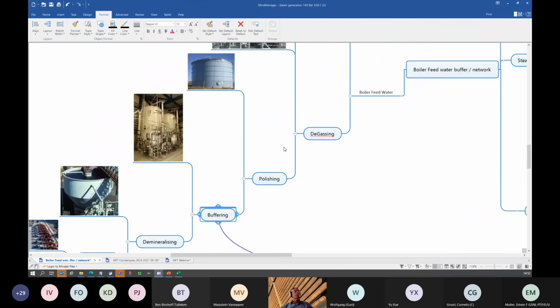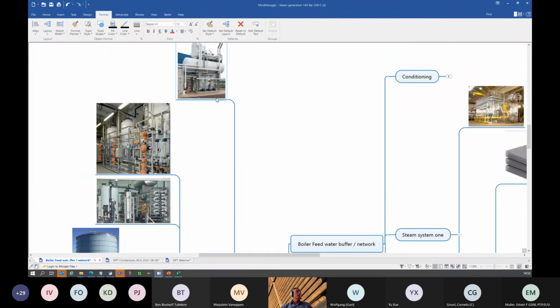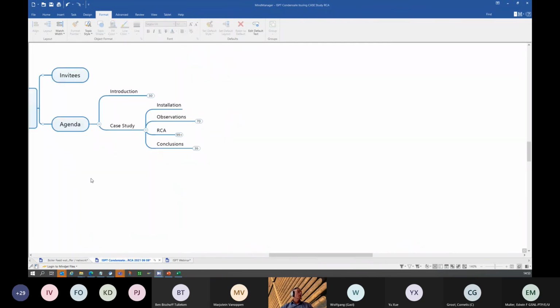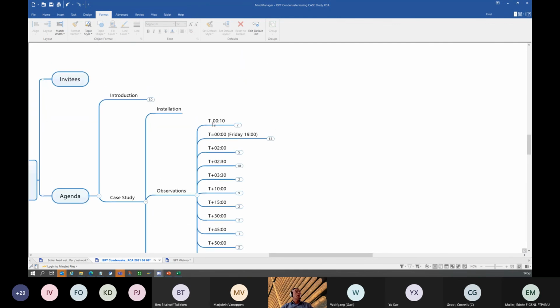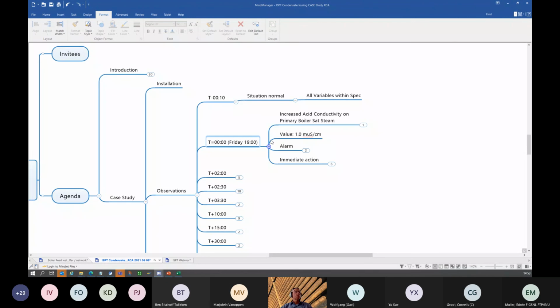All of this system makes sure that we have clean boiler feed water to bring into the system without carbon dioxide. Unfortunately, that's not always functioning as well as we want. So what happened? We were having a rest evening, the Friday evening. Things like this always happen on Friday evening for some reason. The situation was normal. All variables were within spec. We had normal steam flow, normal steam temperatures, no conductivity problems, no pH problems.